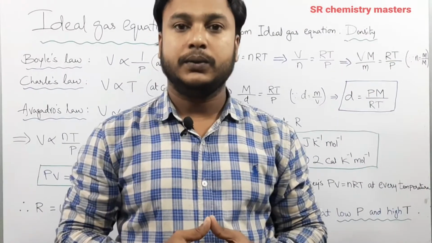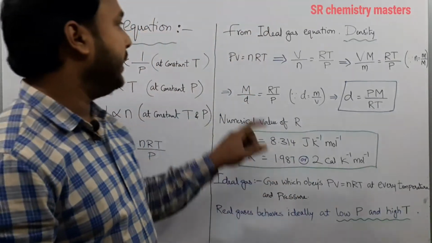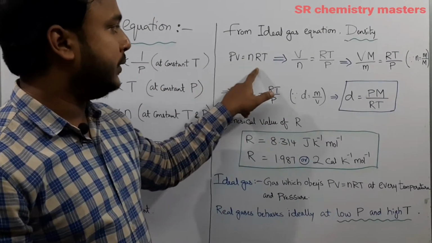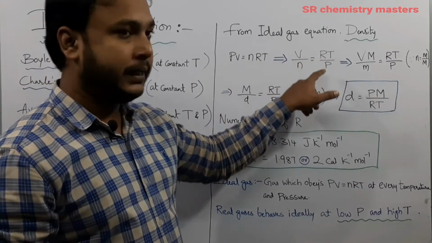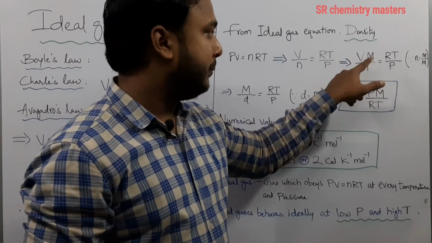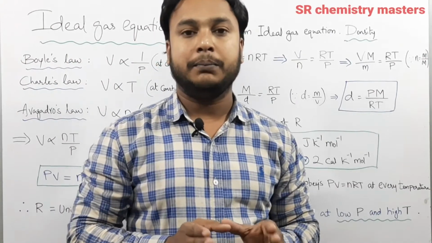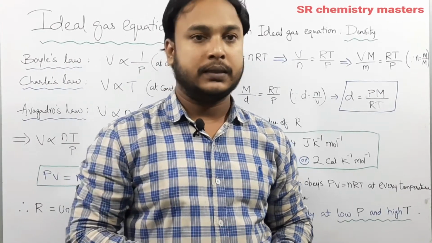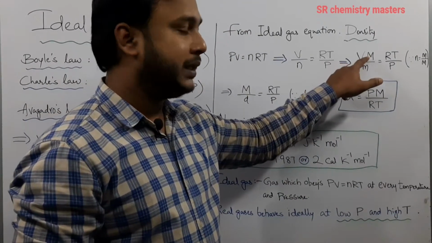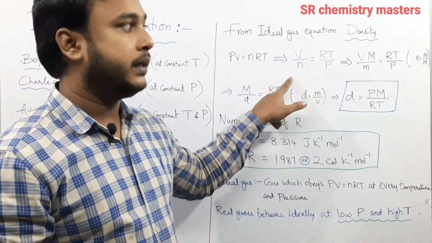The next thing we are going to see is the derivation of a formula for density from the ideal gas equation. The ideal gas equation is PV equals nRT. If you bring n to this side and P to this side, you get V by n is equal to RT by P. On further simplification, V into capital M by small m is equal to RT by P. As you know, in the previous video we have seen that number of moles is equal to mass by molar mass. Here we have written mass in the denominator and molar mass in the numerator, because n, the number of moles, is present in the denominator.